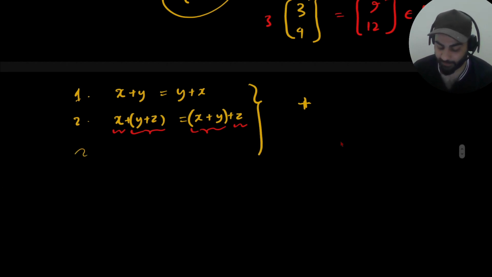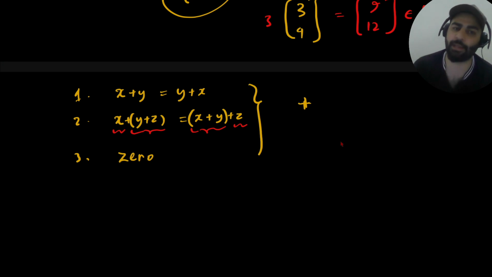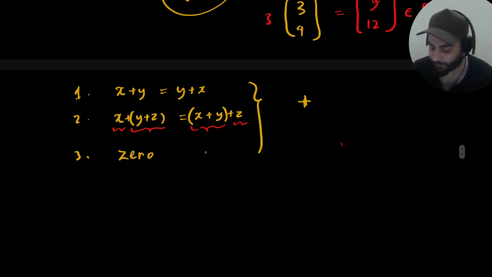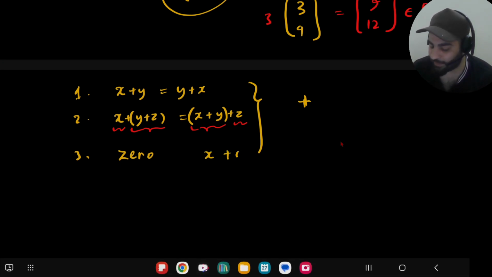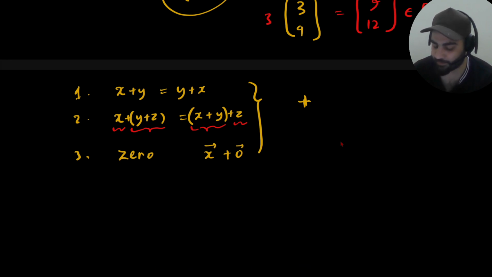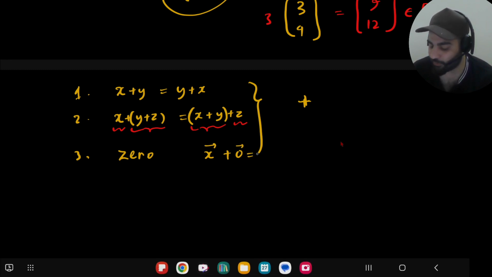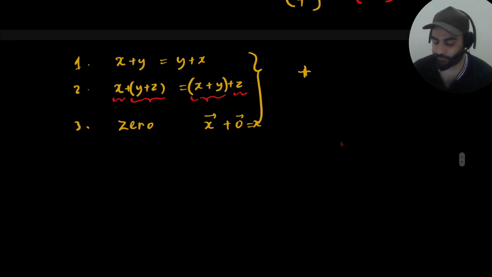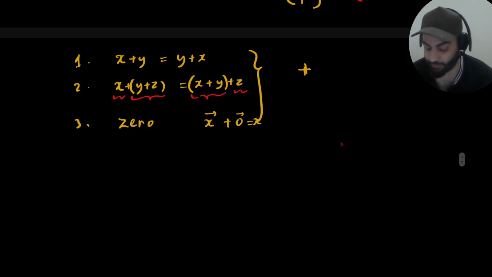Then the third property is that there should be a unique vector which we call the zero vector. If this zero vector is added to any other vector, let's suppose a vector x, it should give the result x back. That's the property we should have. This is the other property that we have in terms of addition.